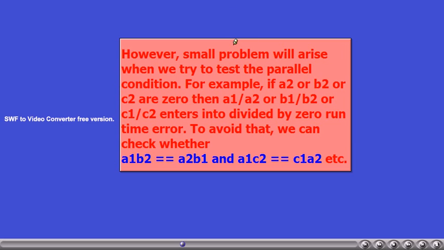Instead of comparing a1 by a2, whether it is same as b1 by b2 and c1 by c2, what we try to do is compute the cross products. That is, we'll check whether a1 b2 is same as a2 b1 and a1 c2 is same as c1 a2, etc.